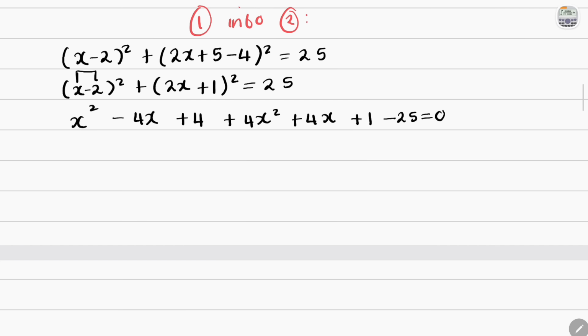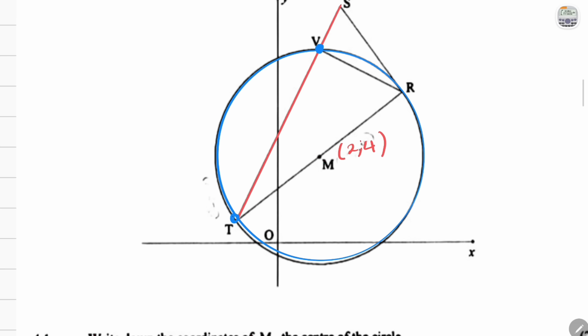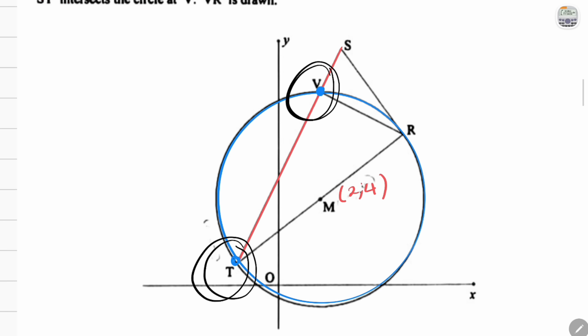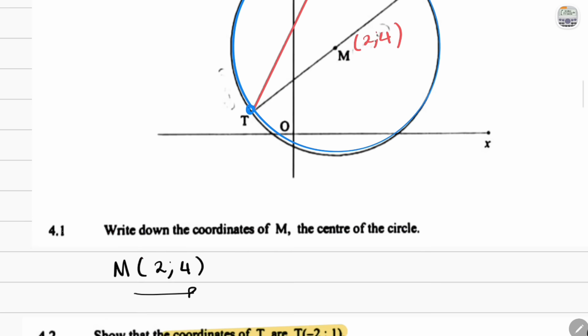You see it's going to be a quadratic because you're going to have 2 solutions, 2 x values. This one here and that one there. That's where this red line intersects the circle, where it cuts through the circle at those 2 points.